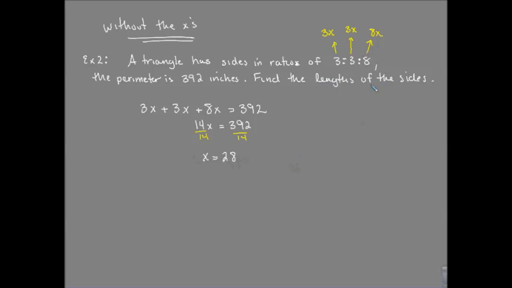Okay, but we're wanting to find the lengths of the sides, not just x. So 3x will be 3 times 28, and 8x will be 8 times 28. So I'll have 84 and 224. If I were to draw that triangle, obviously not proportionate, two sides would be 84 and one side would be 224. And when you add those up, it should equal 392, your perimeter.